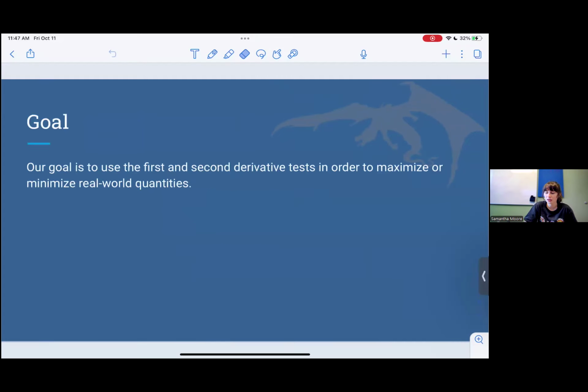So our goal is we're going to use first and second derivative tests, right? Because that gave us ways to find relative maxes and mins, and in order to maximize or minimize real world quantities. So really all this is today is going to be applying first and second derivative tests to real world situations. And it turns out that we can create some fun and interesting problems that are very applicable to real world situations using just the first and second derivative tests.